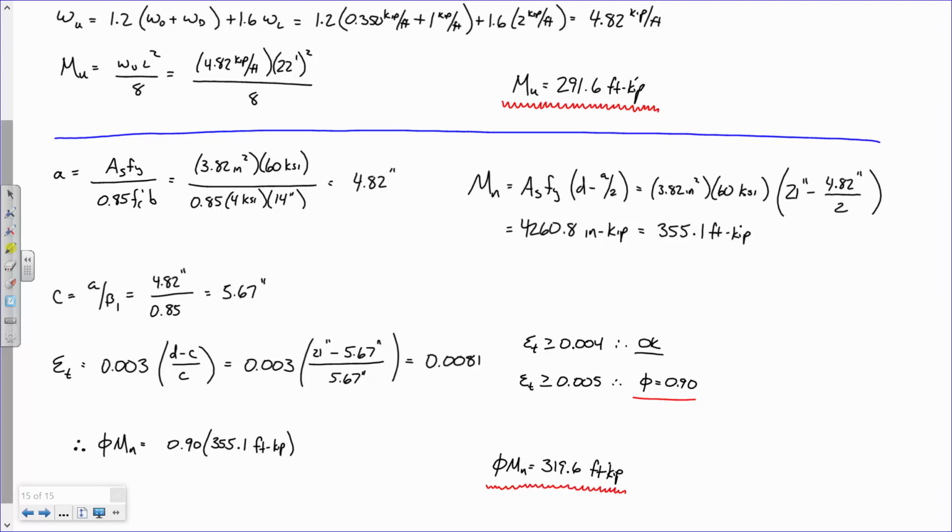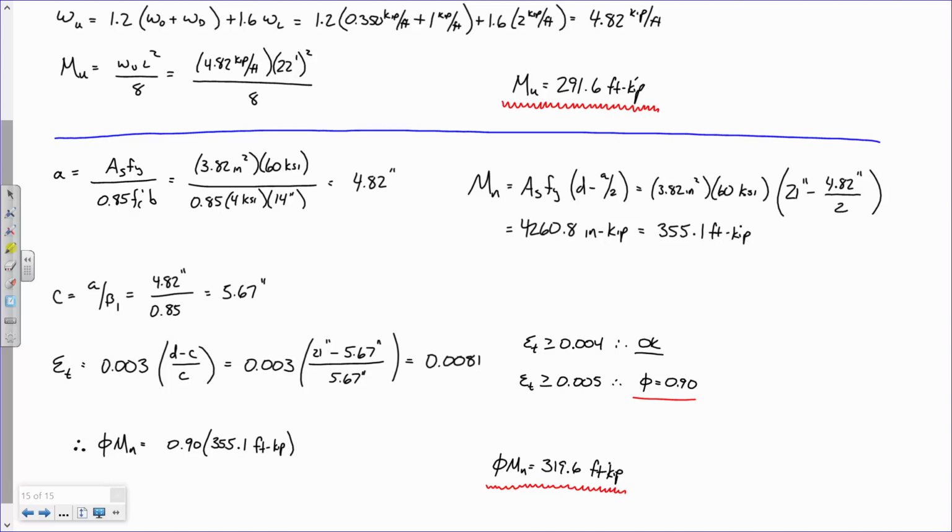Everybody with me so far? I want you to pay attention up here. I want to look at these two red underlined numbers. This number right here on the bottom, phi Mn, is how much the beam can withstand with all of our safety factors applied. And I propose that this beam can hold up about 319.6 foot kips. This up here is how much we're putting on it. We're putting on it 291.6 foot kips with all our safety factors applied.